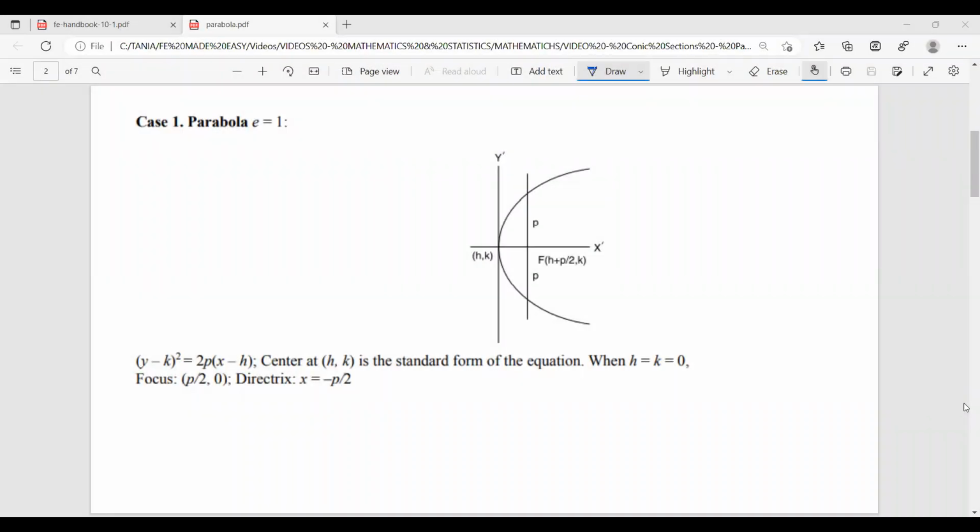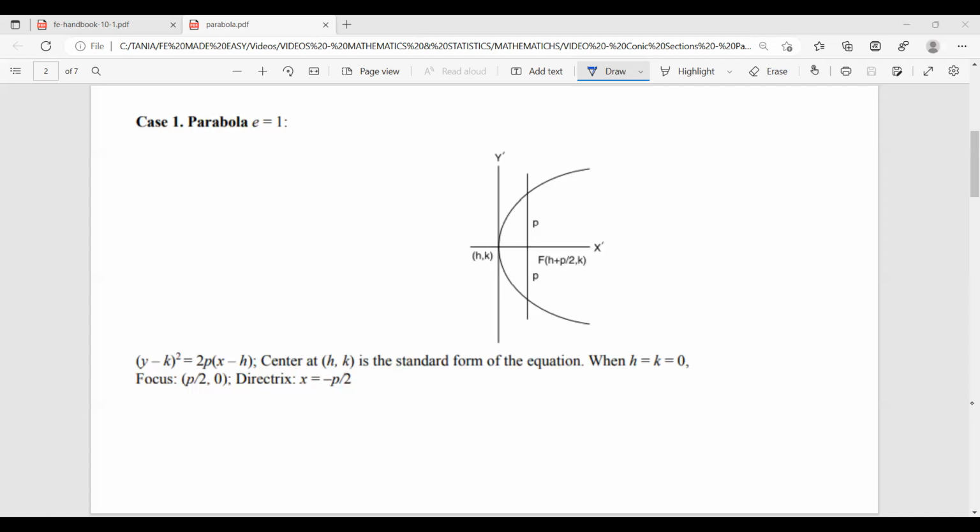This is the information you are given in the FE handbook about the parabola. You're given this graph here, and you're given the formula down here: (y minus k) squared equals 2p multiplied by (x minus h). And center at (h, k) is the standard form of the equation when h equals k equals 0. Focus is (p over 2, 0). Directrix is x equals minus p over 2.